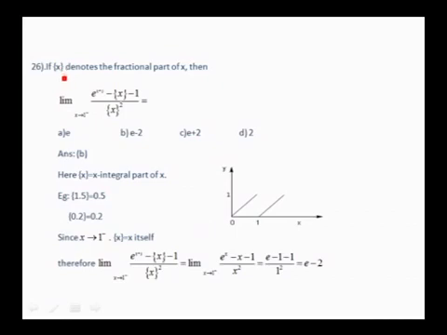If integral part of x denotes the fractional part of x, then limit of e to the power of fractional part of x minus fractional part of x minus 1 over fractional part of x whole square is equal to. ಸೊ ಈ ಥರದ್ದು ಬಂದಾಗ ಆಪ್ಷನ್ನು ಈ ಫ್ರ್ಯಾಕ್ಷನಲ್ ಪಾರ್ಟು ಇಂಟೆಗ್ರಲ್ ಪಾರ್ಟು ಚೆನ್ನಾಗಿ ಅರ್ಥ ಮಾಡ್ಕೊಬೇಕು ನೀವು. ಈ ಫ್ರ್ಯಾಕ್ಷನಲ್ ಇಂಟೆಗ್ರಲ್ ಪಾರ್ಟ್ ಆಫ್ ಎಕ್ಸ್ ಅಂತಂದರೆ ಈ ನೊಟೇಷನ್ ಬರ್ತೀವಿ.